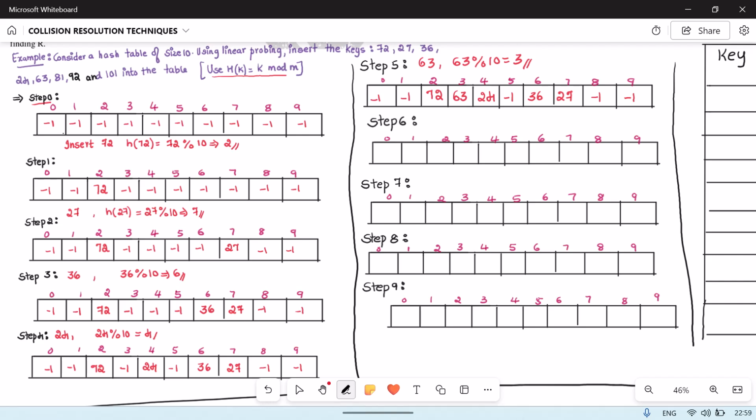Now take the next element. After 63, we have 81. So try to insert 81. 81 mod 10, no problem. 81 mod 10 is 1. So at the first position, 81. Rest of the elements, you place it. Now I think you have understood, so it shouldn't be difficult. We have not encountered a collision till now. Okay. Now let us do the next element.